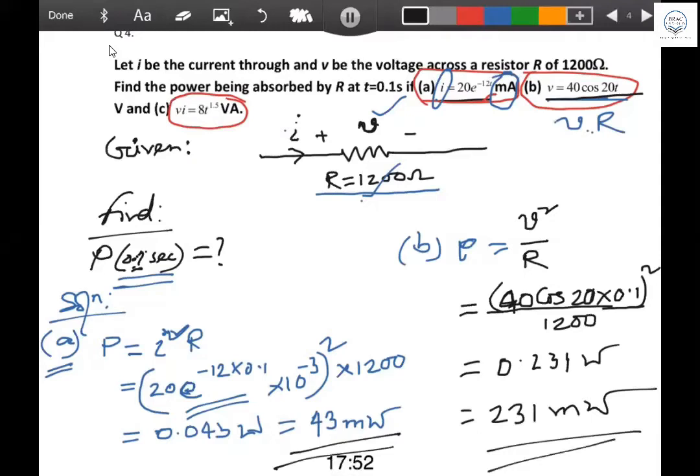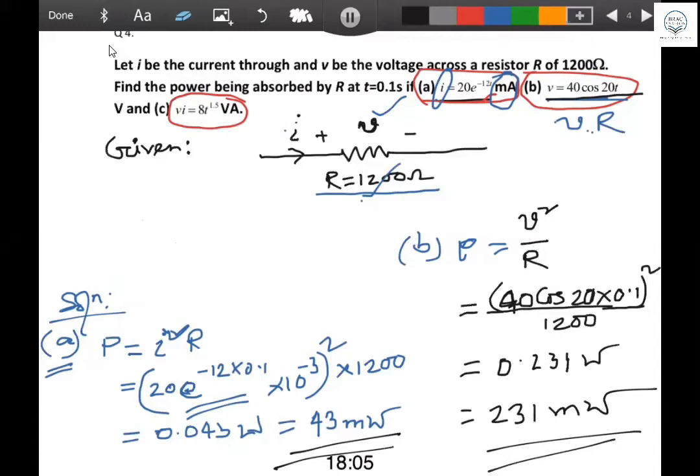Now you go for number C. If you go for C, what will be the thing coming there? I'm going to do it here, number C, so that everybody can get it in one shot. C is coming like this: P is nothing but, in this case, V into I. The power equation is V into I. It is already given, so you don't need to do anything here.